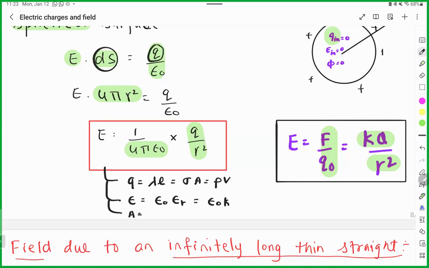Charge can be given as a linear charge distribution, surface charge distribution, or volume charge distribution. And third, instead of epsilon naught, you can have epsilon for a given medium. Nothing else can be asked from Gauss law, and Gauss law is done. Complete. Looks easy now.